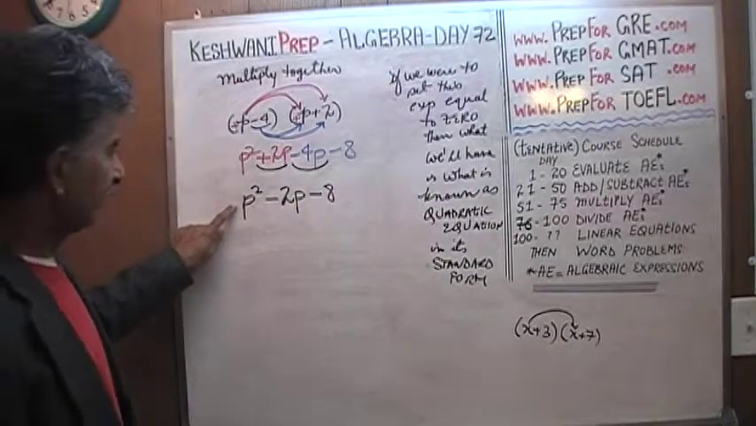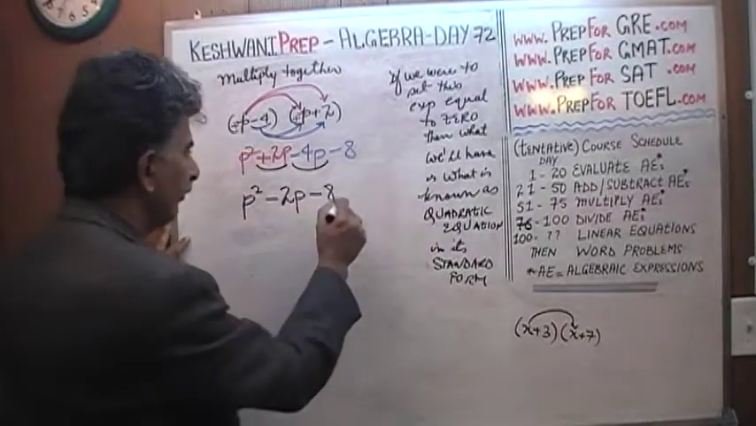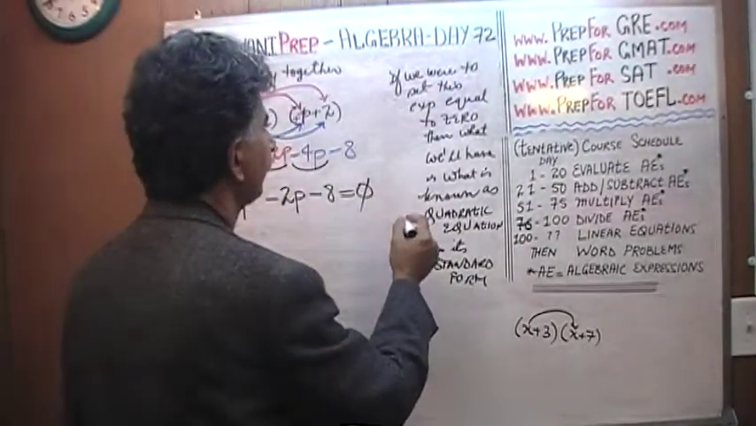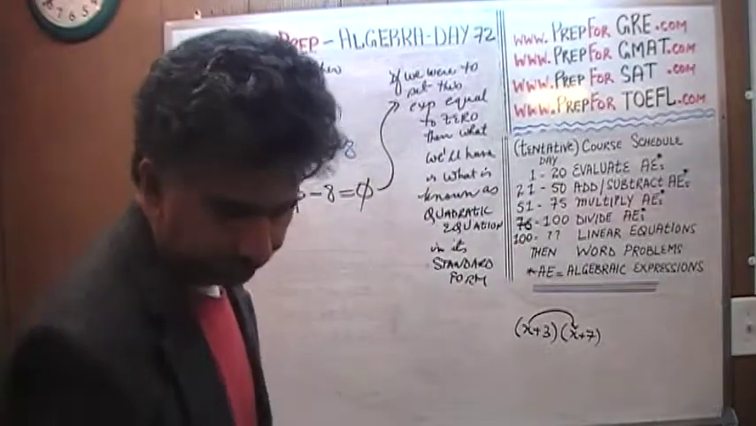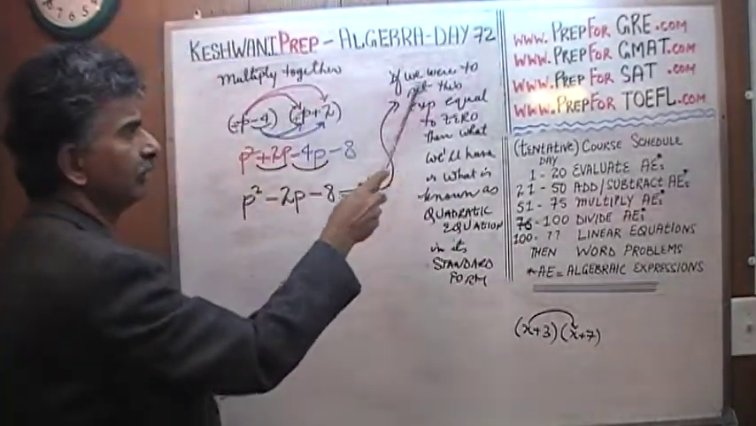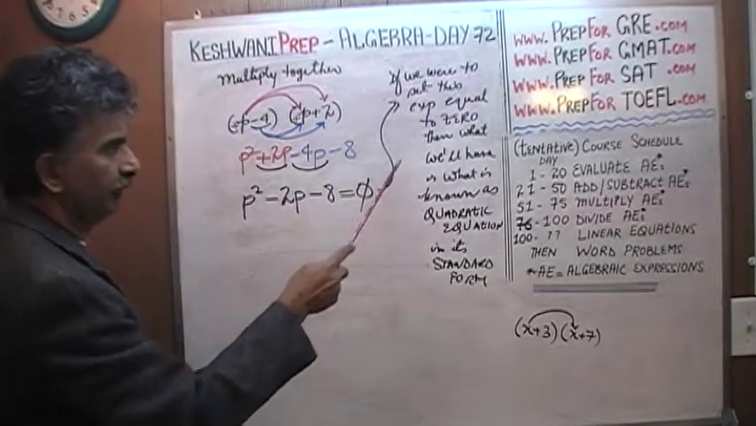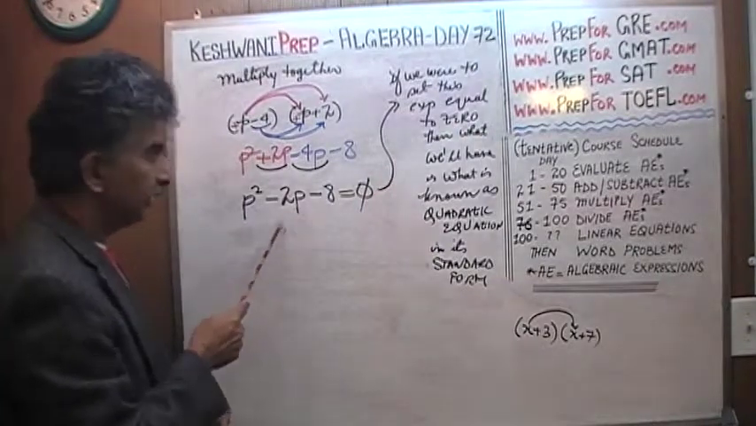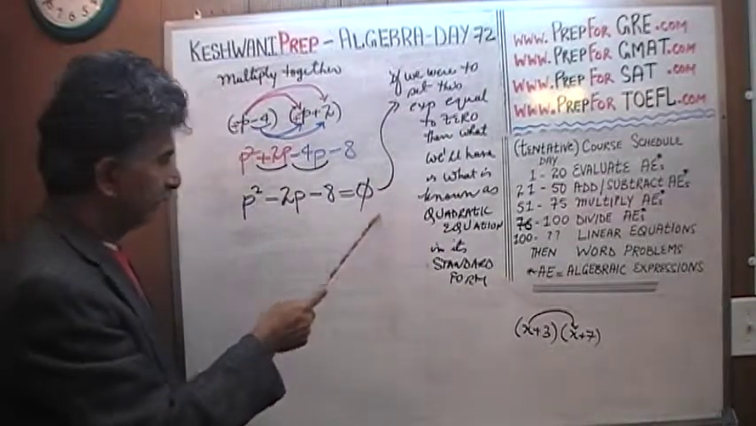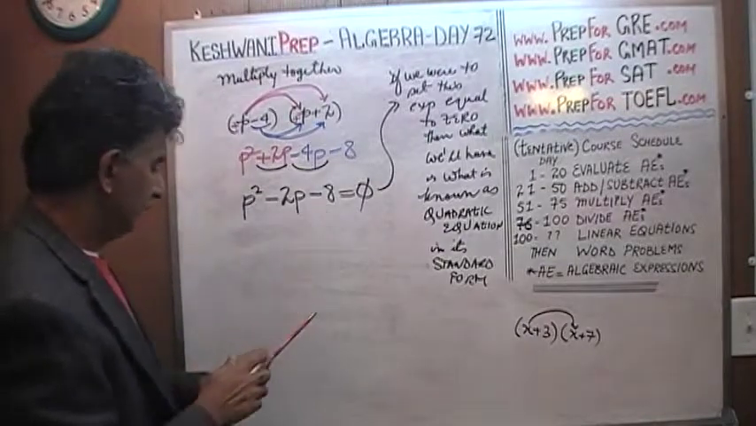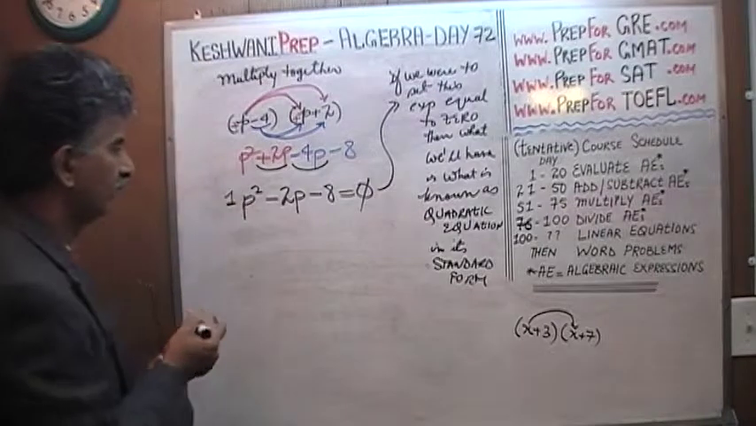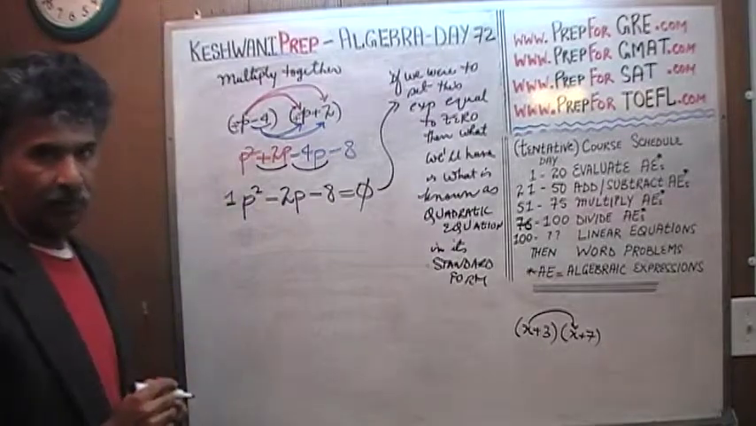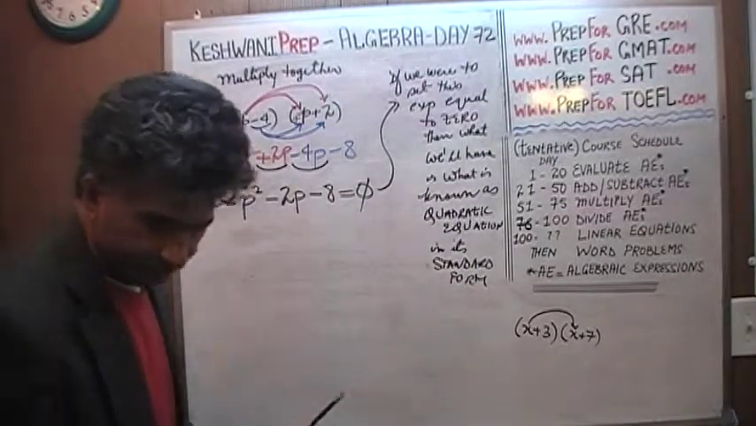In this expression, for example, if we were to set this expression right here equal to 0, which is what we just did here, then what we get is what is known as a quadratic equation in its standard form. This is written in its standard form. P squared has a coefficient of 1, p has a coefficient of -2, and -8 is a constant. A quadratic equation in its standard form looks something like this.